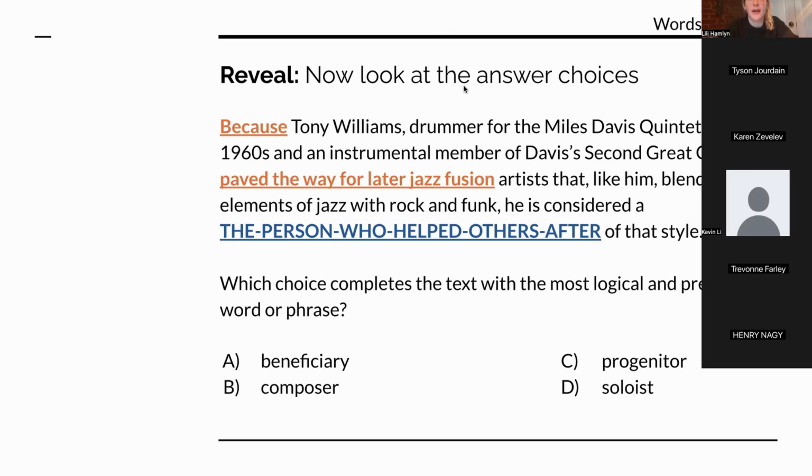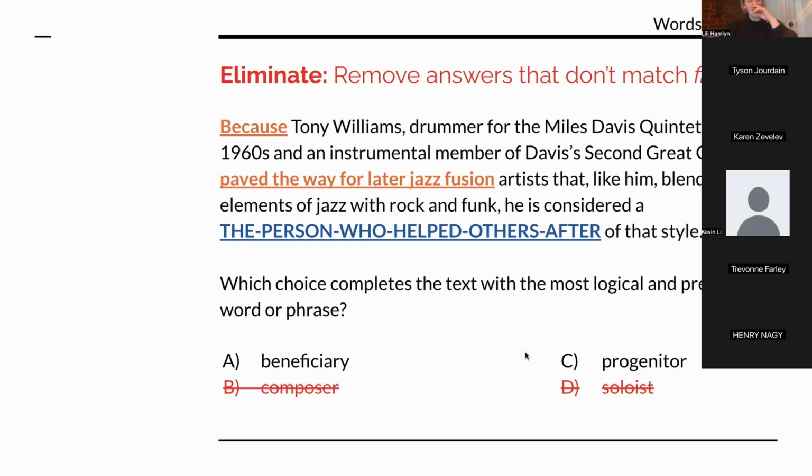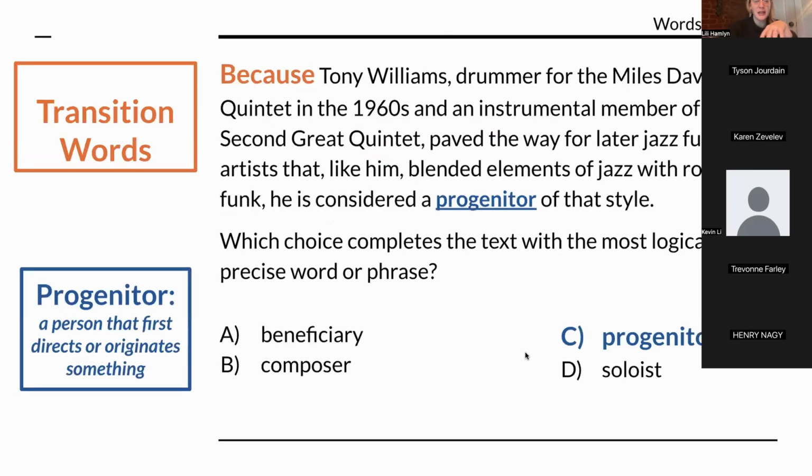That's absolutely right. Even if we didn't know the word progenitor, which means a person that first directs or originates something, we can get there by process of elimination. Beneficiary is often used in wills and things. It's someone who's benefiting from something, whereas progenitor is the person that directs or originates it. Does this make sense? Any questions on the process?